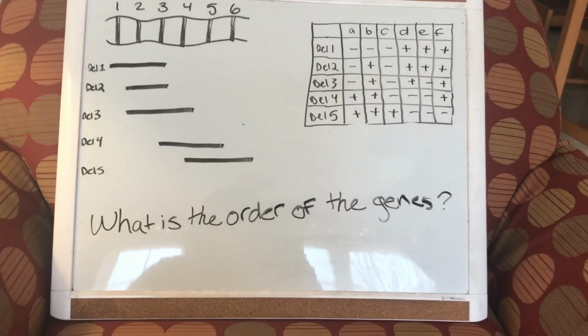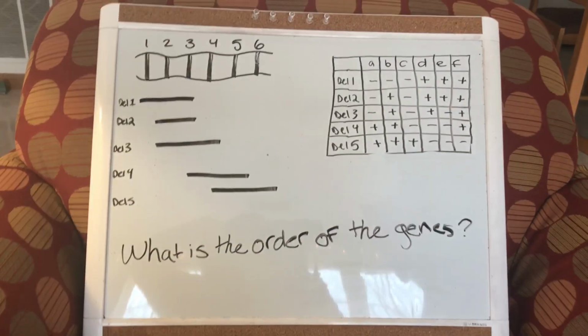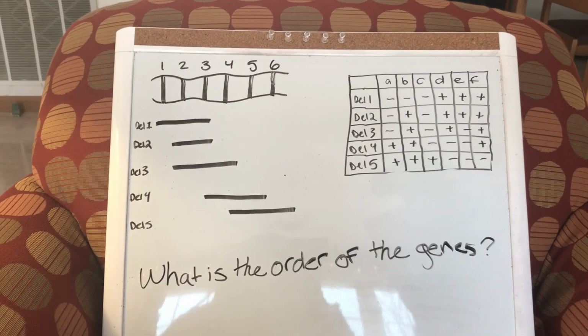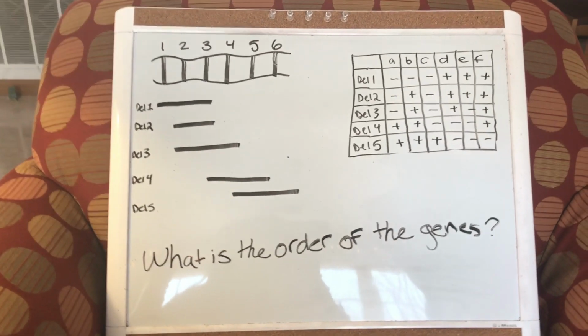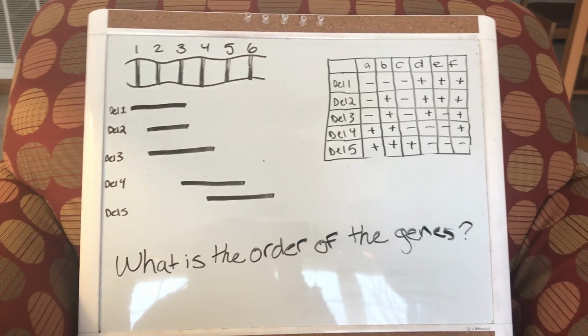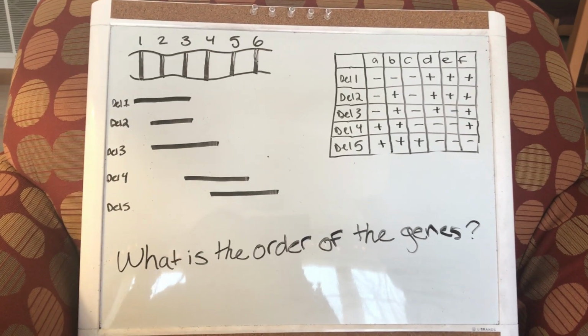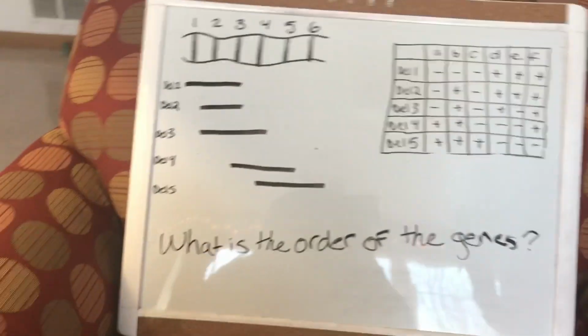Recessive alleles A, B, C, D, E, and F are known to be in the region, but their order is unknown. The table above shows the results obtained when deletions are combined with each allele. A minus sign indicates that the deletion is missing the corresponding wild-type allele, and a plus sign indicates that the corresponding wild-type allele is still present. What is the order of the genes?